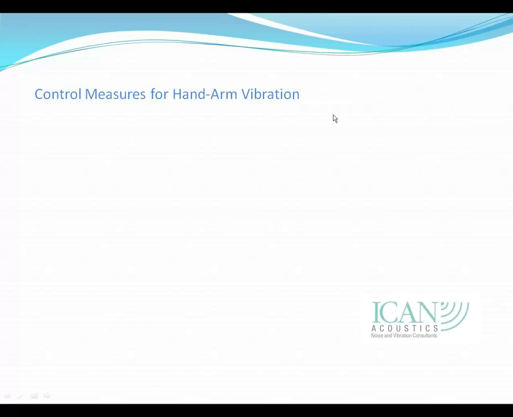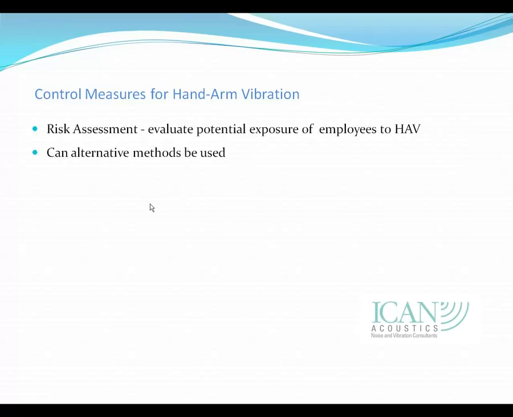Okay, so let's look at some control measures. We can carry out a risk assessment, we'll say, to evaluate the potential exposure of employees to hand-arm vibration. And that in its own right is a control measure. You can look at alternative methods to be used. For example, is the method you're using the best method? Are there alternative methods? Does the process require the human interface, if you like? Is there another or a better way of doing it that can reduce the exposure to employees?